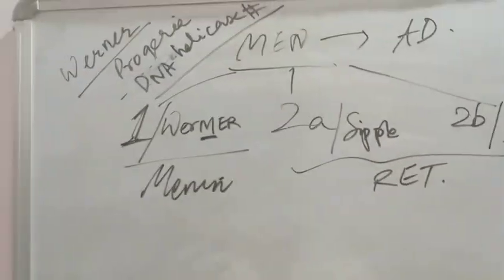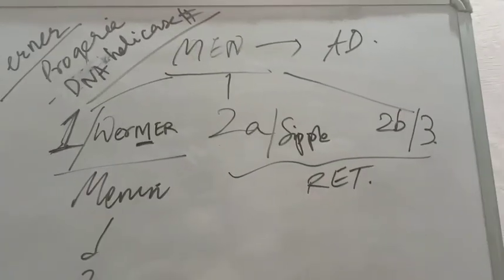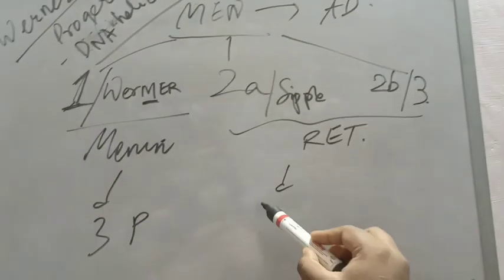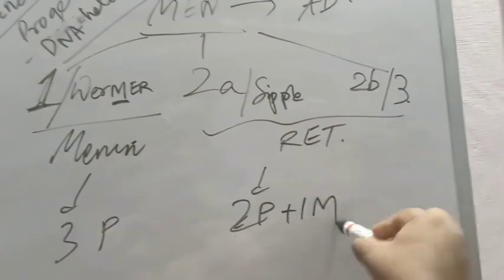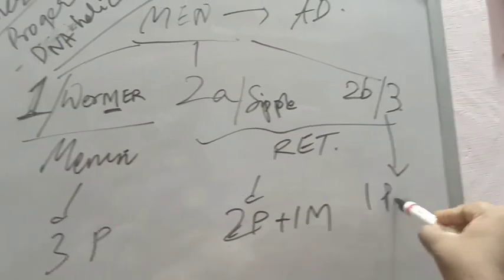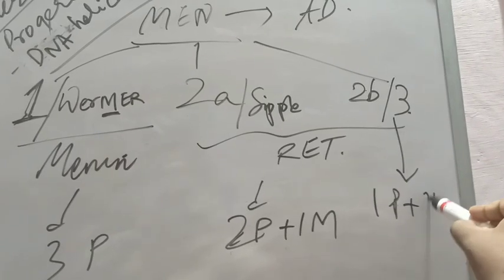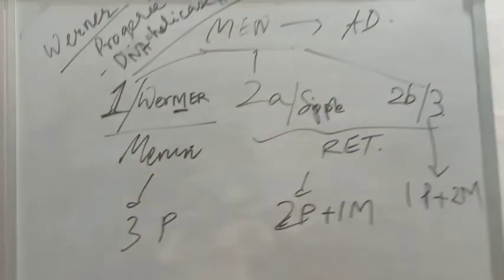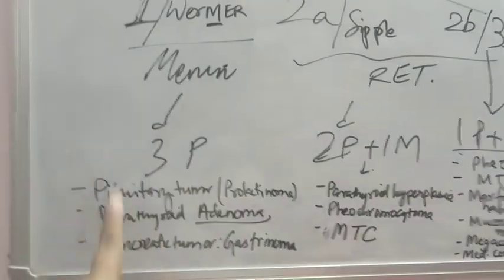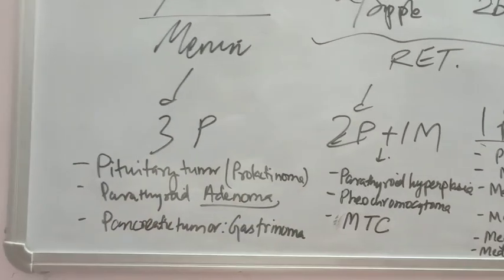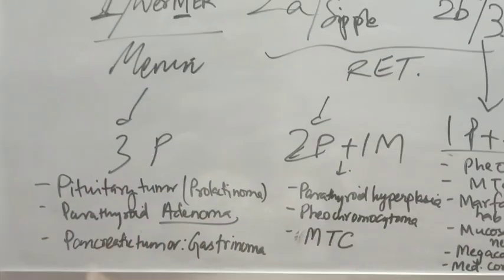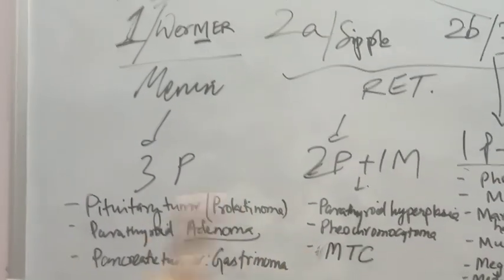Okay. Now, what are the defects? The mnemonic is, this is 3P, this is 2P plus 1M, and this one is 1P plus lots of M. Okay, let me write it as 2M. 3P: pituitary tumor, parathyroid adenoma, and pancreatic tumors. So pituitary tumor most common in MEN is prolactinoma. Parathyroid, this is adenoma. Remember the difference.